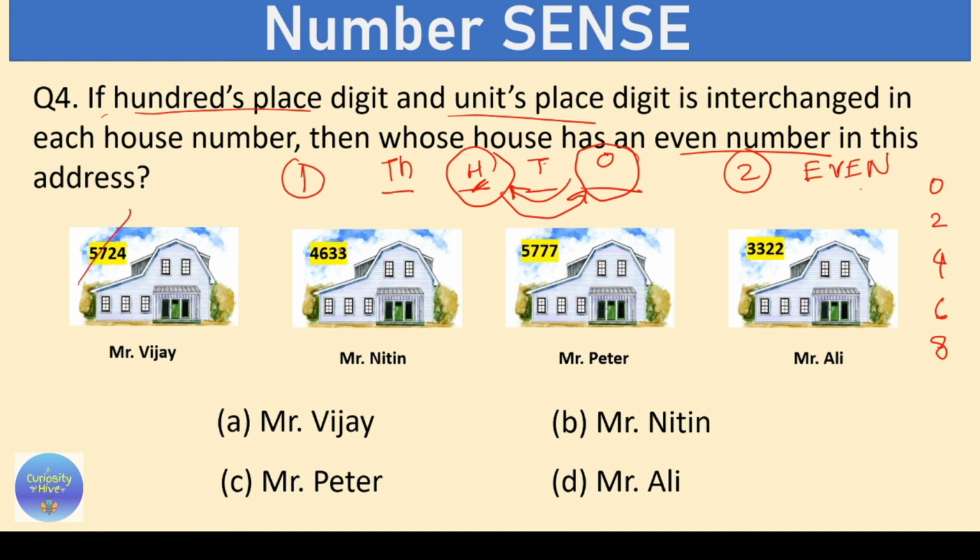Not this. This one has an even number in hundreds place. Not this and not even this. So Mr. Nitin's house is the house whose number, if interchanged for hundreds and ones place, will give a house that has an even number, because 6 will come here and 3 will come here. So it will become 4, 3, 3, 6 and this is an even number. So that is why option B is the right answer.